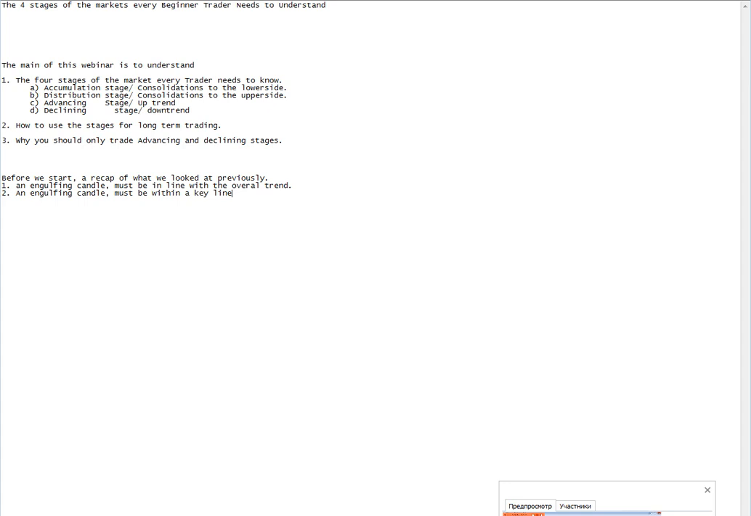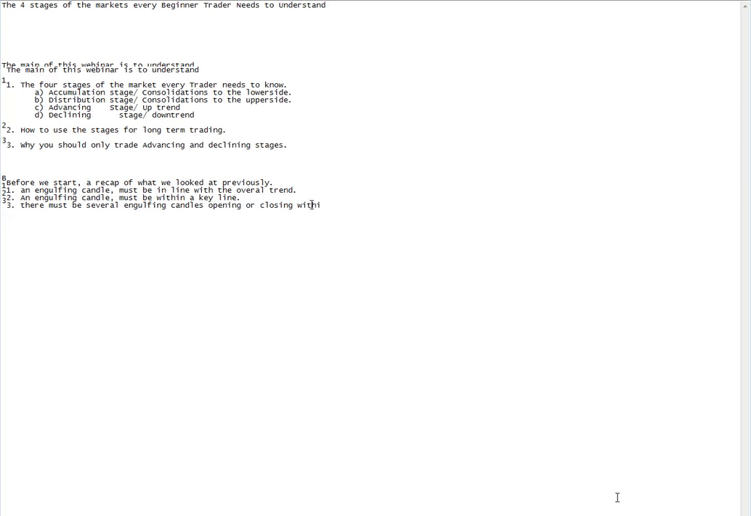Then the third one was that an engulfing candle, there must be several engulfing candles opening or closing within the same place.